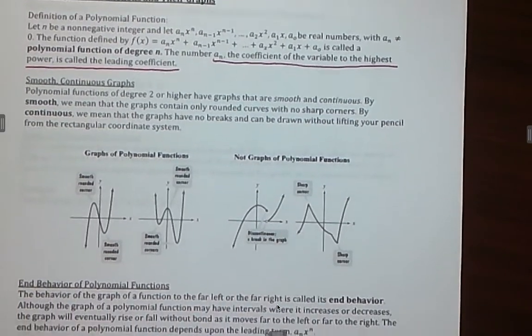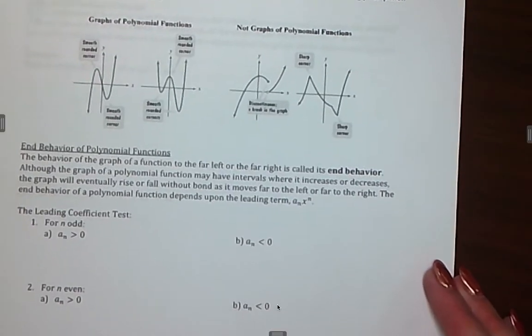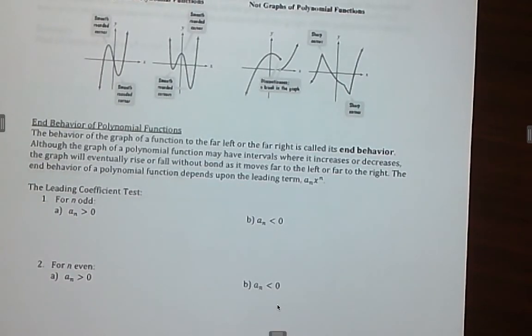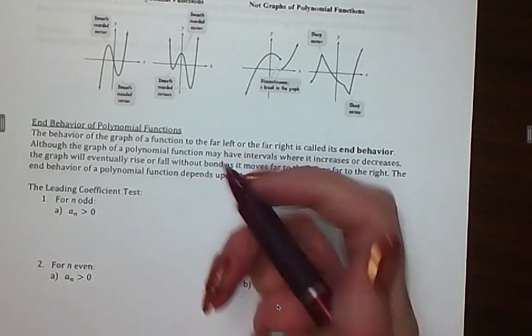So the first thing we're going to look at is the end behavior. So what's happening to our graph where the arrows are. The behavior of the graph of a function to the far left or the far right is called its end behavior. Although the graph of a polynomial function may have intervals where it increases or decreases, the graph will eventually rise or fall without bound as it moves far to the left or far to the right. The end behavior of a polynomial function depends upon the leading term, and so that includes the leading coefficient and the degree. So for n is odd, we have a sub n, remember that means our leading coefficient.